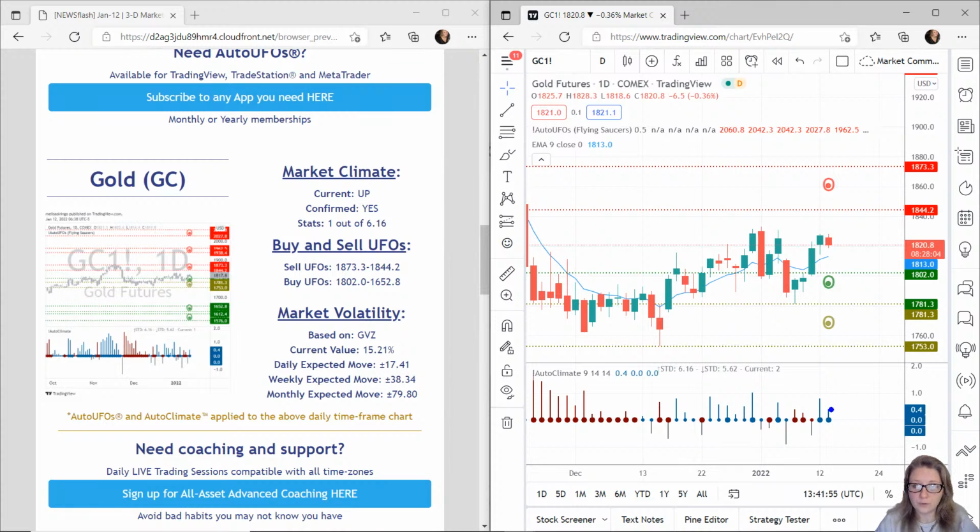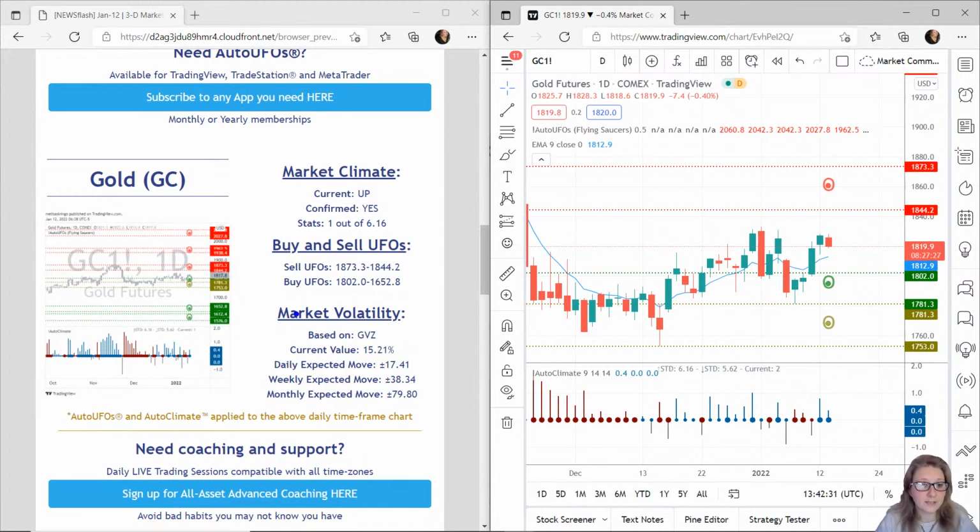So with gold, we have a thick blue dot probability to the upside. That's what we're looking at here. We have a green UFO there, so we have buyers here between 1802 to 1871.3. We have sellers above us there at 1873.3 to 1844.2. We're kind of in the middle, so unlikely to be pushed up or down by these buyers and sellers anytime soon. We are having probability to the upside coming from the climate.